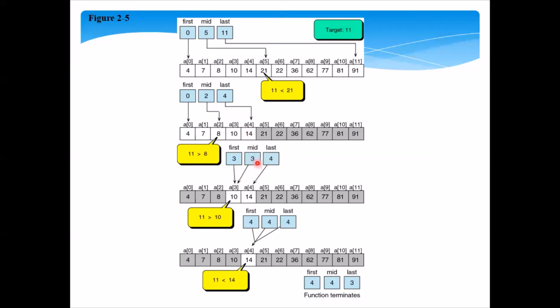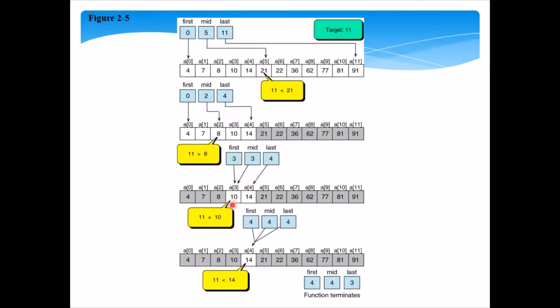Then again, to get the mid, you need to test first if the first position is less than or equals to the last position. If that is true, then add. 3 plus 4 is 7. And then you would divide it by 2, so that becomes 3. So the middle element is at position 3, and that is 10.